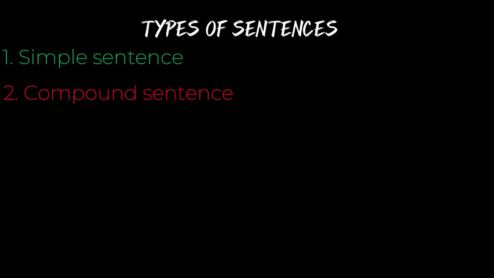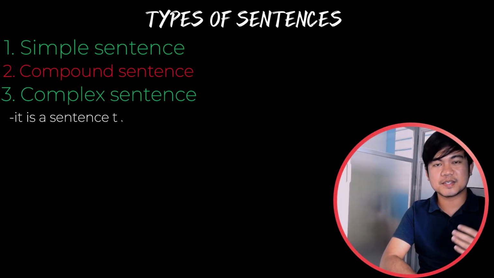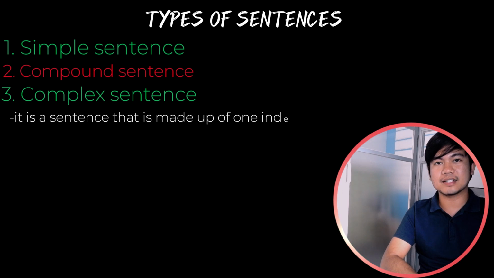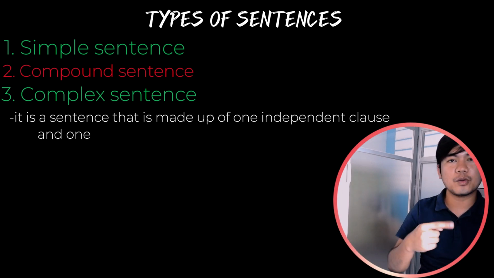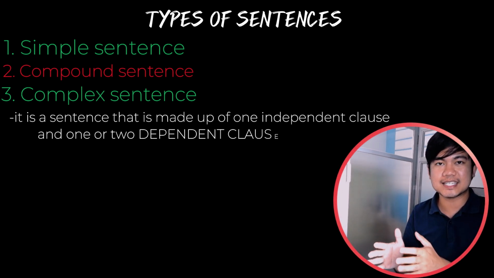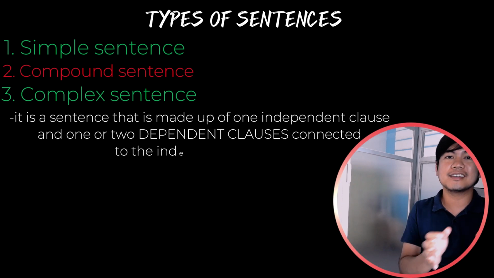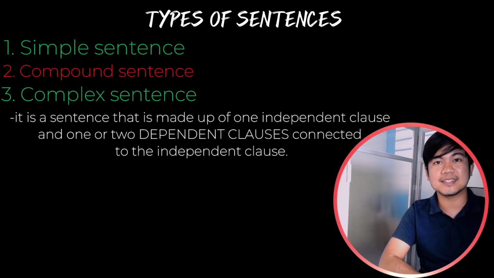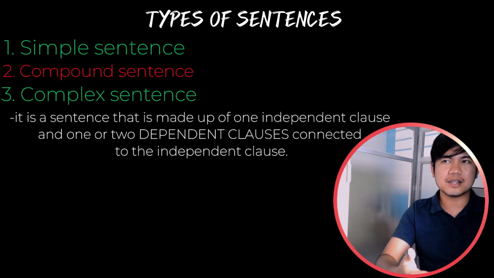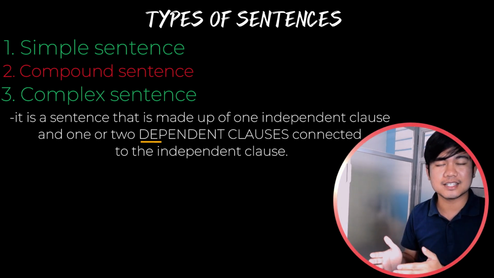Now let's move on to learning about a complex sentence. What is a complex sentence? Well, it is a sentence that is made up of one independent clause and one or two dependent clauses connected to the independent clause. Now, you may wonder, what is a dependent clause?